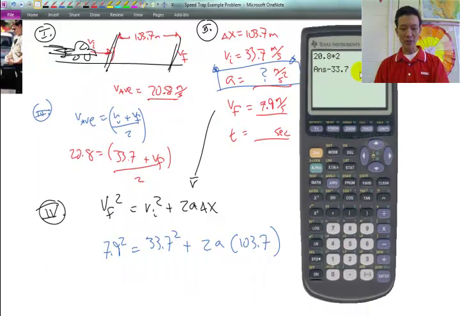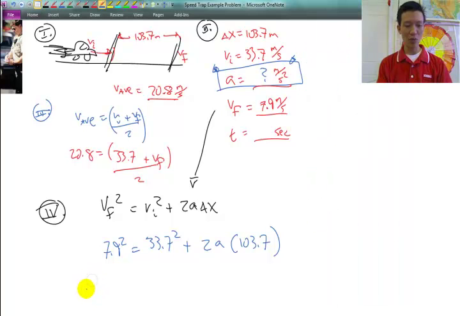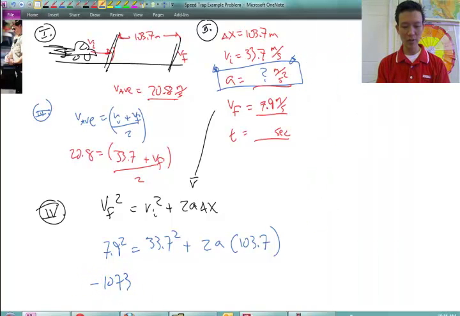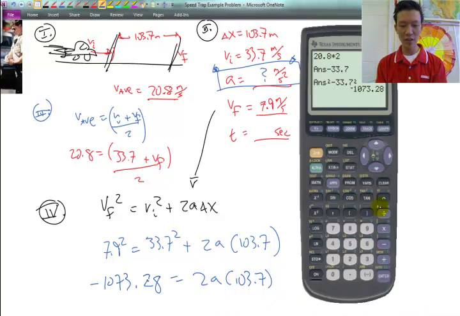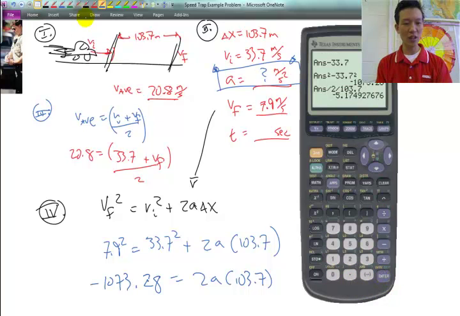So anyhow, this is just basic algebra. We take 7.9, we square that sucker. To get 2A by itself, we got to subtract 33.7 squared from both sides. And when we do that, we get a negative 1,073.28. And that's equal to 2 times the rate of acceleration times 103.7. So algebraically, we just got to divide both sides by 2 and 103.7. No biggie, right? Divided by 2, divided by 103.7 to cancel that all out, right? And so when we do all that, we get an acceleration of negative 5.175.